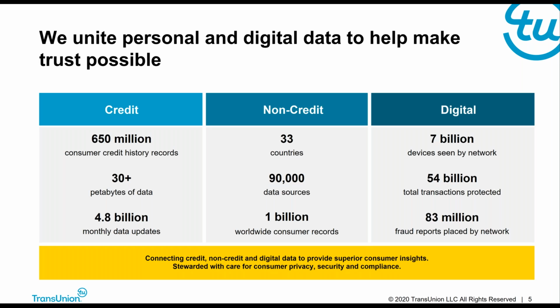With that, we have over 90,000 sources worldwide of public records, non-credit records. So just an astounding amount of information. And then, of course, digital. So when we're talking about digital records or digital data, a lot of that is referring to how your consumers interact with your business. So looking at the laptop they use, the smartphone that they're using to place a bet, there's a lot of information that can be garnered from those devices and used to protect your business against risk.